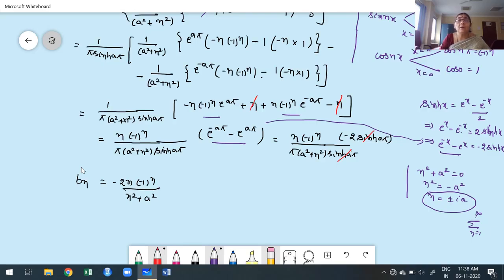Now this is one important thing. Even though we get n square plus a square, equate that and we get n square is equal to minus a square. Therefore n is equal to plus or minus ia. Even though a is a real number, what we get is an imaginary number. But the summation n only has a set of positive integers. Therefore these values do not belong to the range. Therefore this is true for n is equal to 1, 2, 3, etc. Next, based on that, we are going to construct the Fourier series.